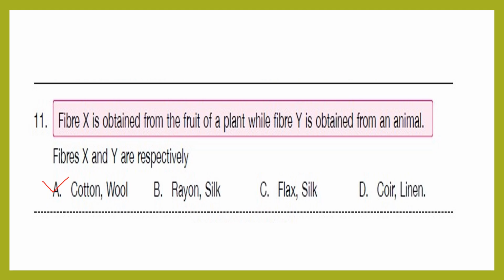Option B, rayon is a man-made fiber while silk we get from silkworm. So option B is incorrect. Option C, flax we get from flax stem. The fiber flax we get from the flax plant stem. So option C is incorrect. Same in option D, coir and linen we get from different parts of the plant. Option D is incorrect. Option A, cotton and wool is the right answer.